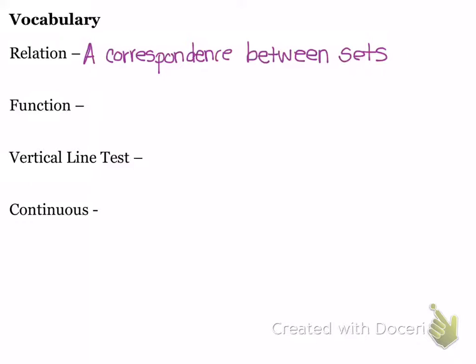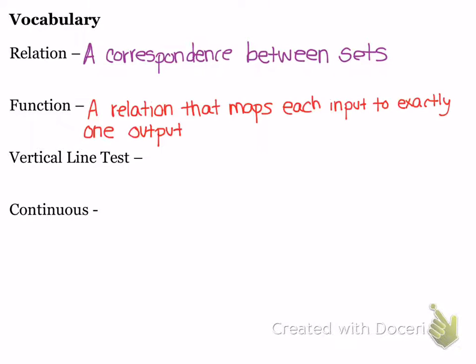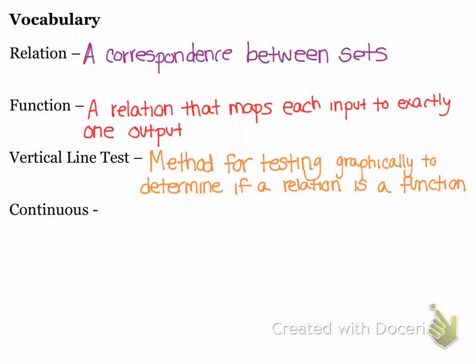All right, so some vocabulary. We first have a relation, which is a correspondence between sets. A function is a relationship that maps each input to exactly one output. The vertical line test is a method for testing graphically to determine if a relation is a function. And again, you can only do this graphically, so you have to be given a graph to be able to use or test with the vertical line test.